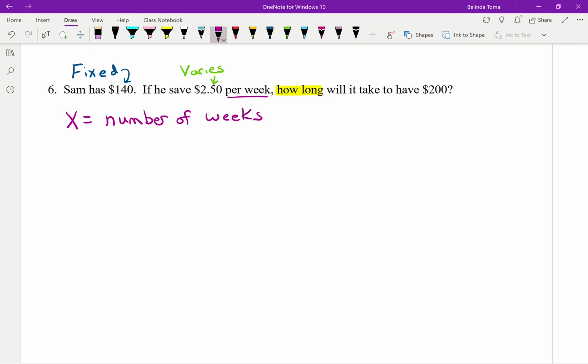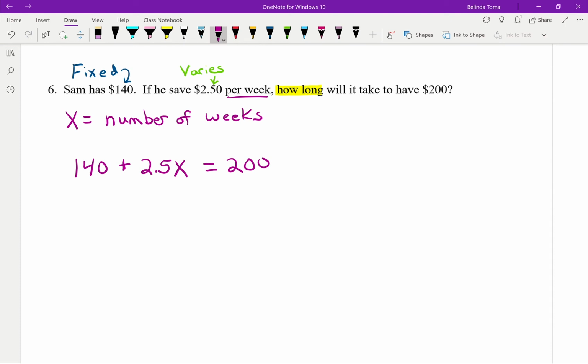So when I say fixed plus variable, the $140 belongs to Sam. No one's going to take it away from him. So we're going to start with that, and then we're going to say, every week he adds $2.50. So if we multiply by the number of weeks, we're going to get how much he's saved. So for example, after 2 weeks, he's got $5. And we want to get to a total of $200. So the fixed plus the variable equals the total.